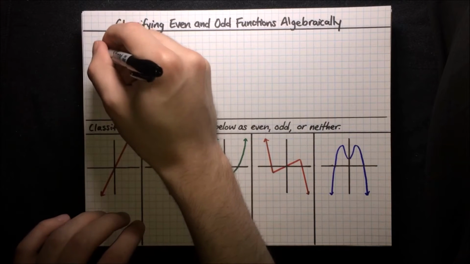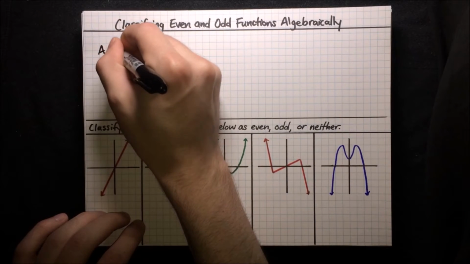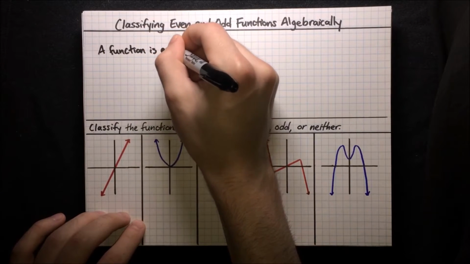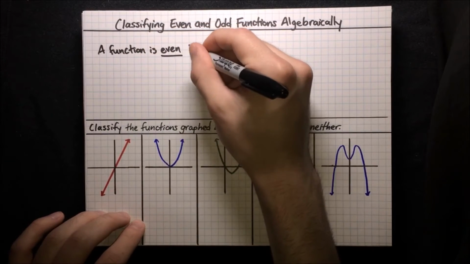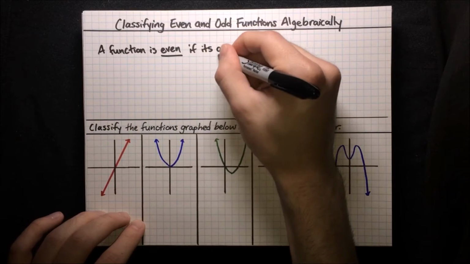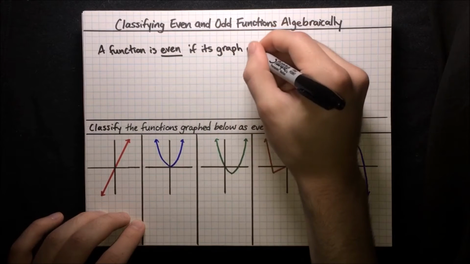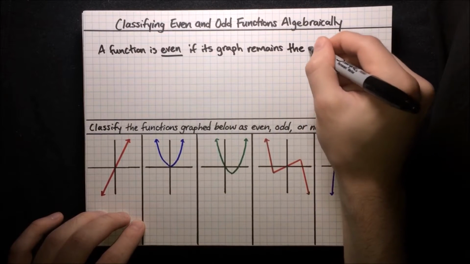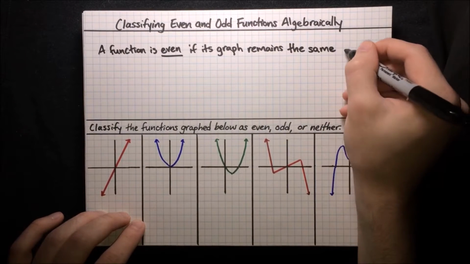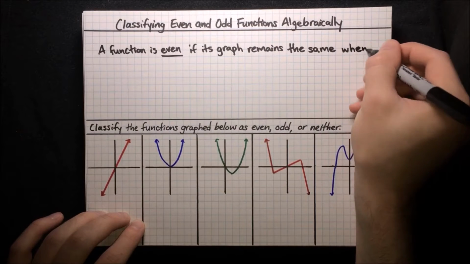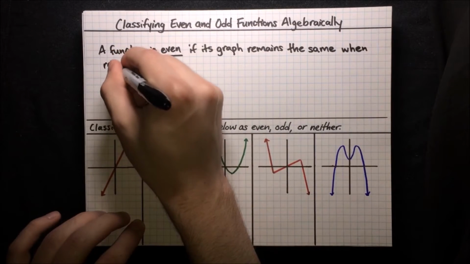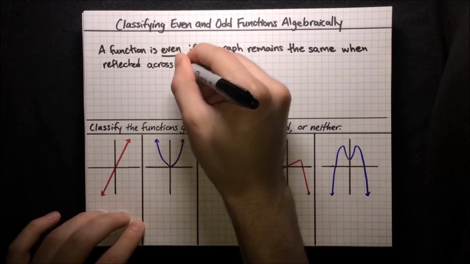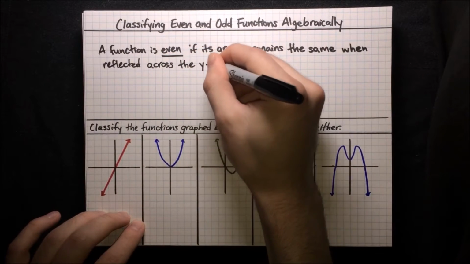First of all, a function is even if its graph remains the same when reflected across the y-axis.